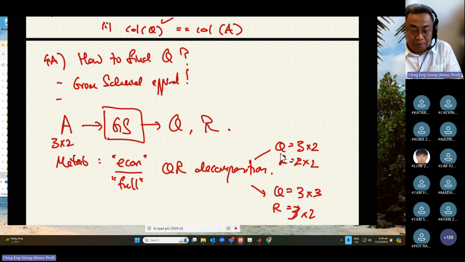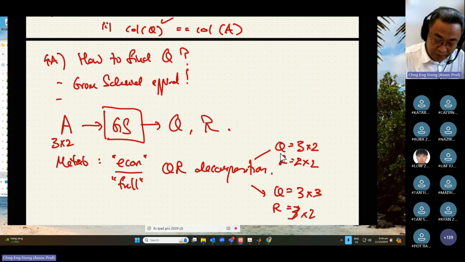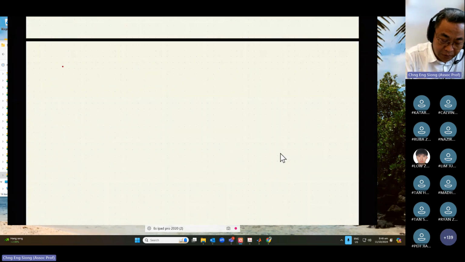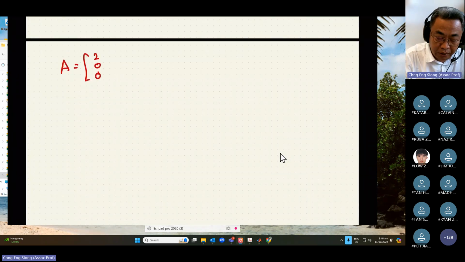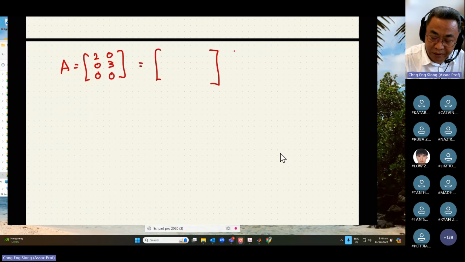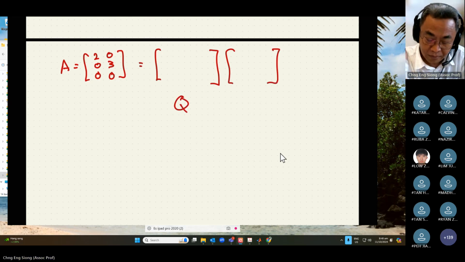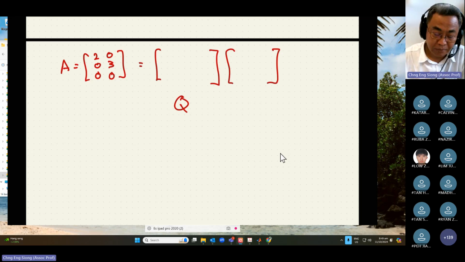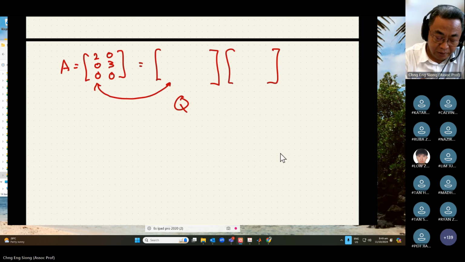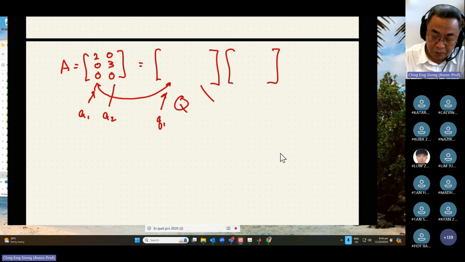Okay, let's try, because our A is really simple, right, guys? Our A is only 2 0 0 0 3 0. I can even write Q and R for you without doing anything. Now let's write Q. What do you think Q will be, guys? The first column of Q is related to the first column of A. So this is A1, this is A2, this is Q1, this is Q2.